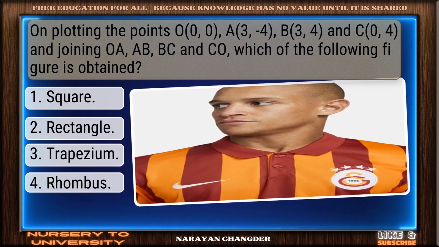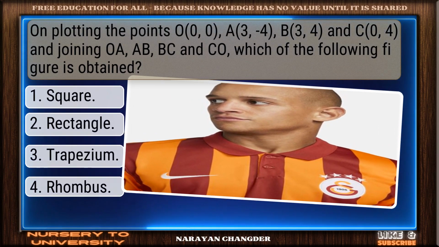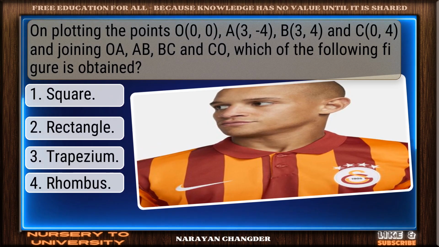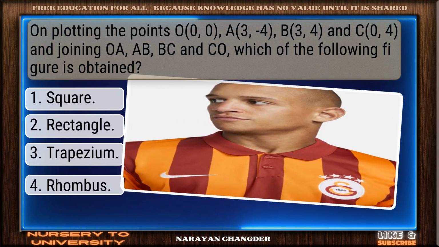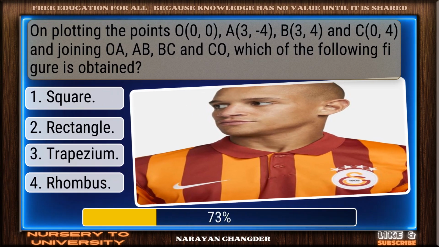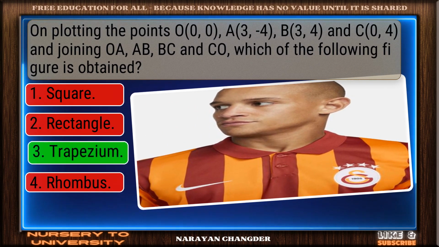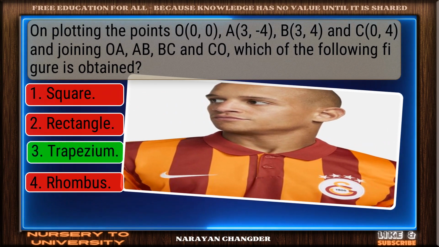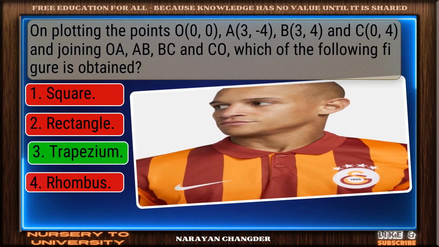Question number 18. On plotting the points O, A, B, and C and joining OA, AB, BC, and CO, which of the following figures is obtained? Nice selection. Trapezium is the correct and valid answer.